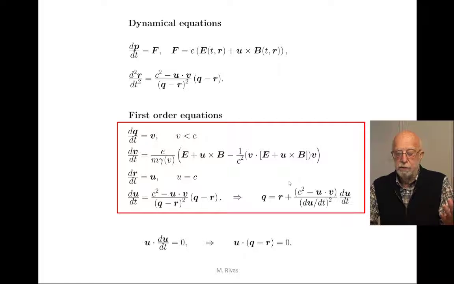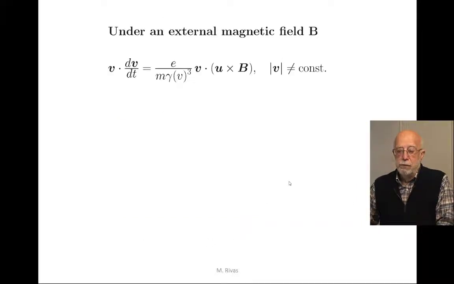Well, we have differential equations for the point particle, and we have differential equations for the spinning particle. Under an external magnetic field, as before, if the electric field vanishes, this scalar product takes this form, but now U is not V, so this is not zero. This means that the absolute value of the center of mass velocity is not constant. If it is not constant, there is an energy transfer from the magnetic field to the spinning model. Well, why?